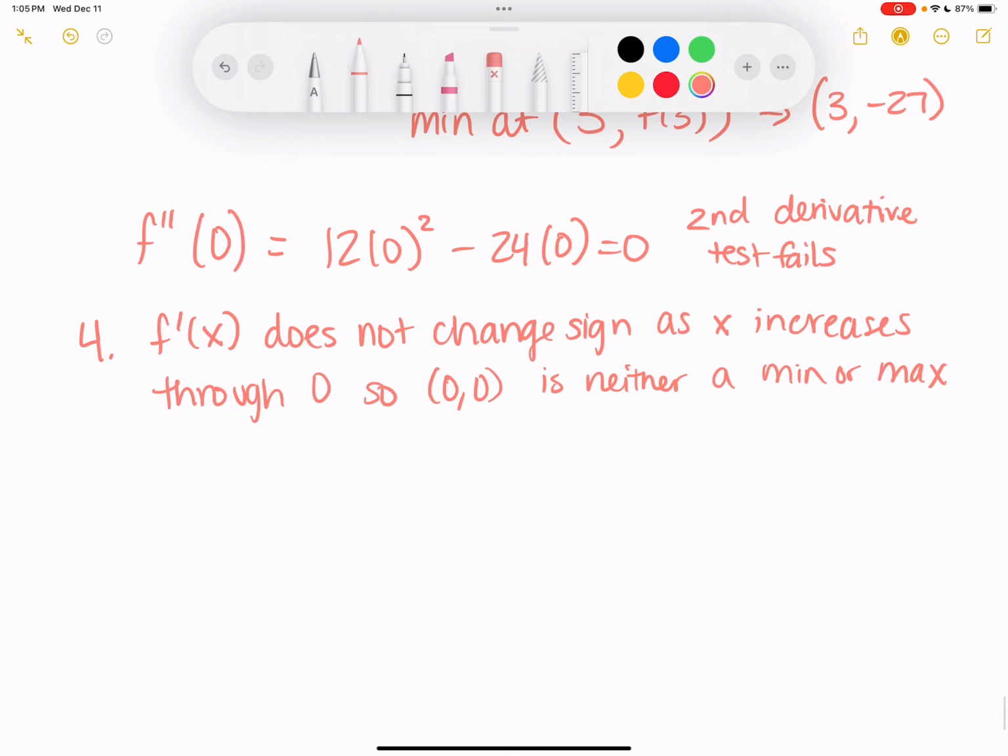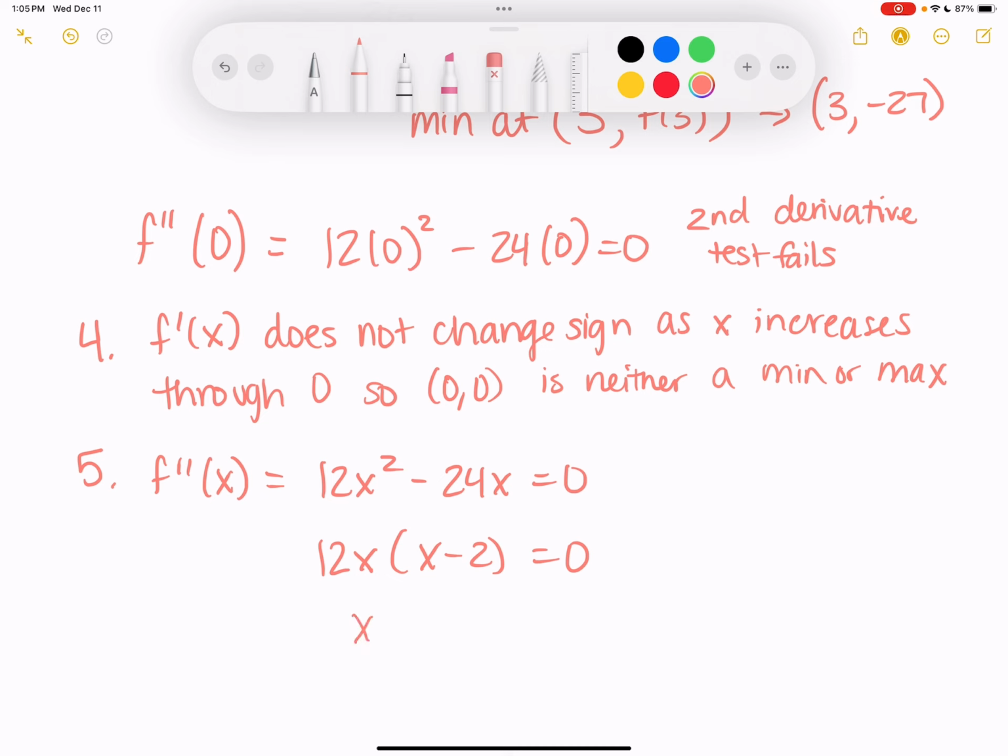All right, so step 5, we now find all x values where f double prime equals 0. These are possible points of inflection, so we're going to check to see if they are. f double prime is 12x squared minus 24x equals 0. Factor out the 12x, I'm left with x minus 2. So where is it 0? At 0 and 2. Yep.